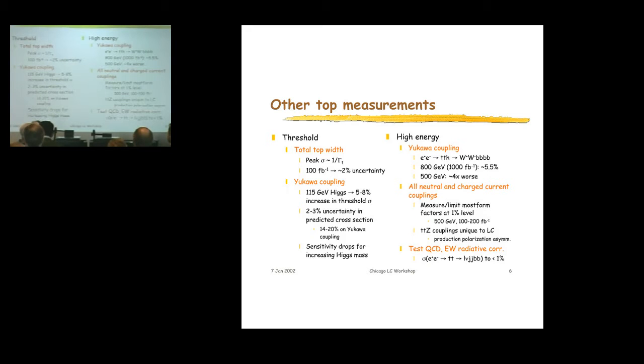Finally, you're going to be measuring this cross-section to very high accuracy, and that will give you a nice test for doing QCD calculations and electroweak radiative corrections.